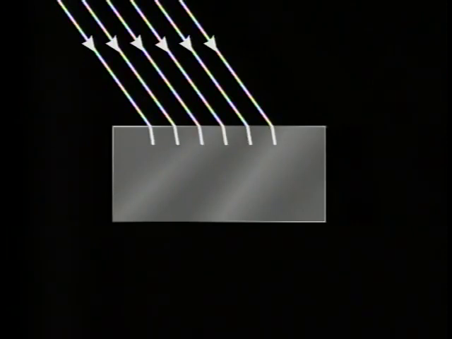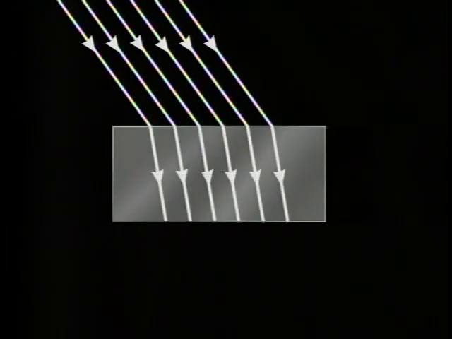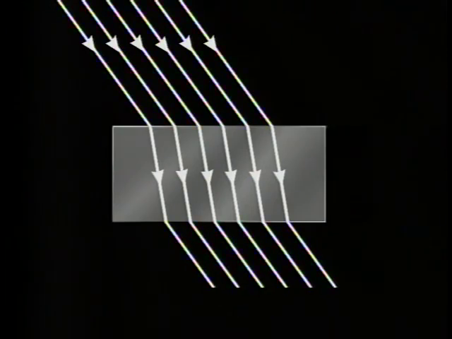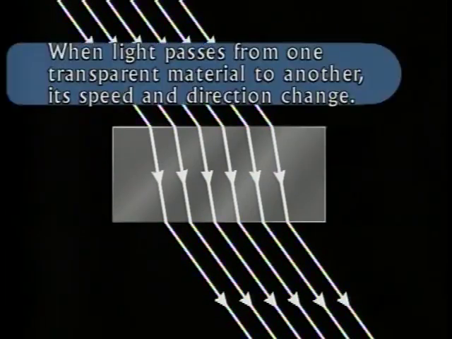When light photons pass into a new transparent material and their speed changes, their path is changed. This change in the direction of the light photons is called refraction. Let's look at some refraction effects that our children explored.